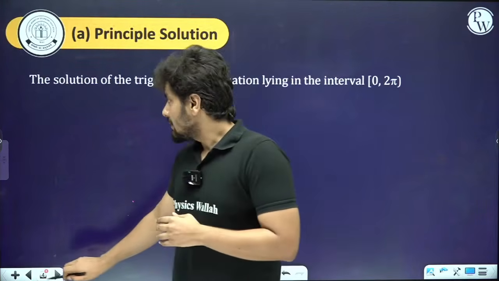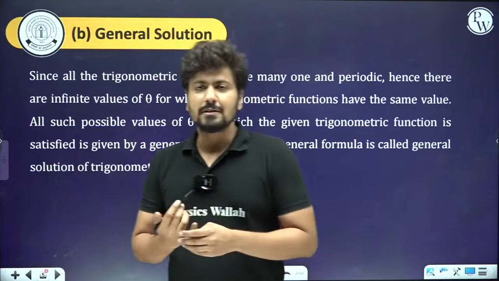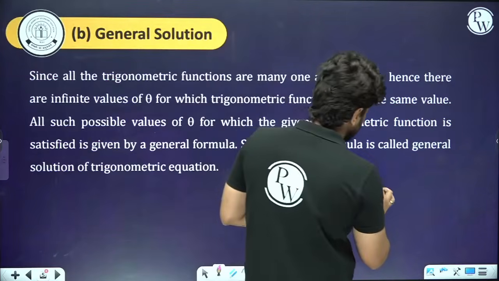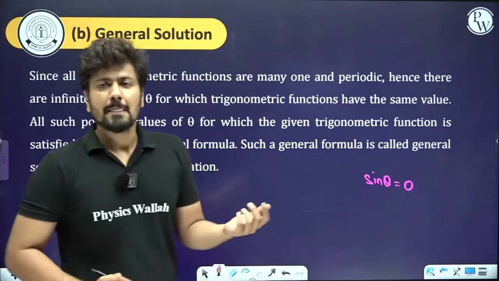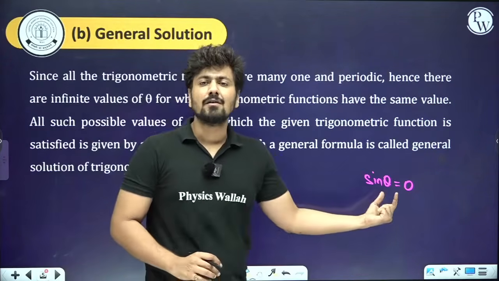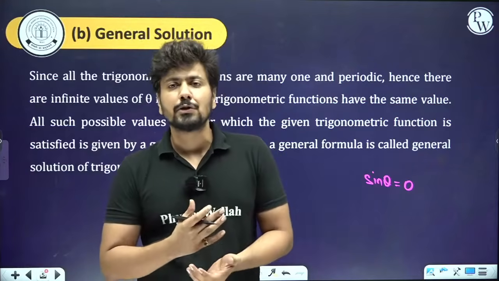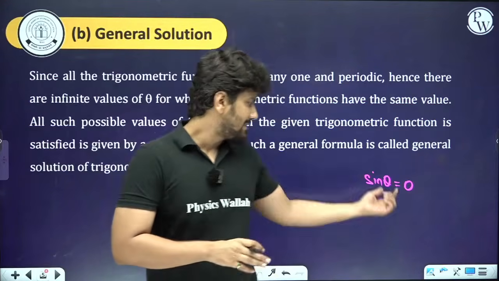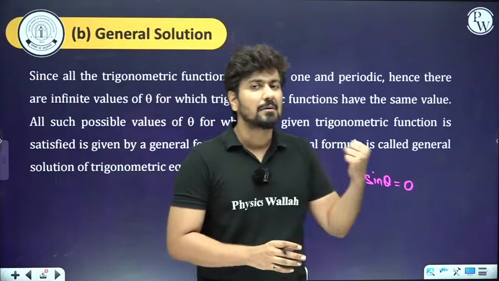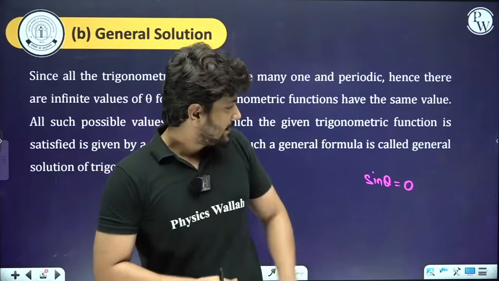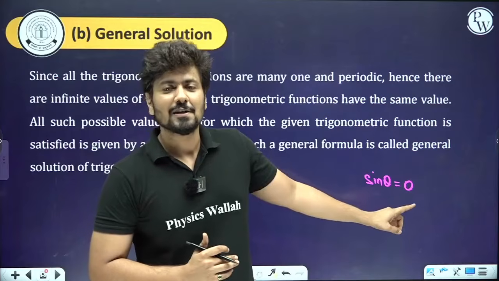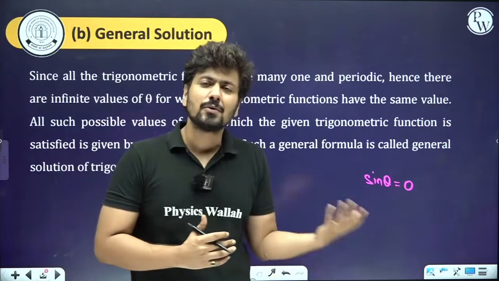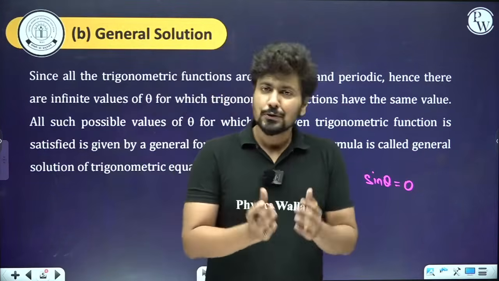Otherwise, general solution is basically, suppose if I write sine theta is equal to 0, right? So there are many angles theta which satisfies this particular equation. Like theta can be 0 over here, theta can be pi, theta can be 2 pi. So basically there are infinite solution to this equation, right? If I ask you how many solutions are there, you can say there are infinite solution to this equation.